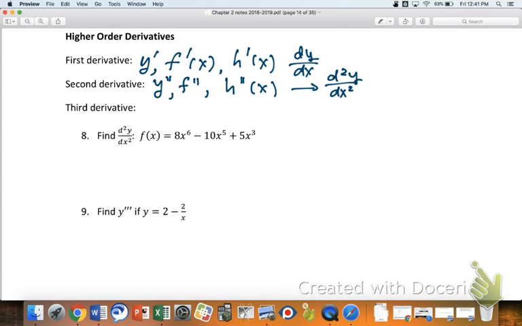And then how would you think you would find a third derivative? Just do it again, right? Yeah, exactly. So the third derivative would be y triple prime or f triple prime, h triple prime, whatever, and then using Leibniz's notation, d cubed y over dx cubed.